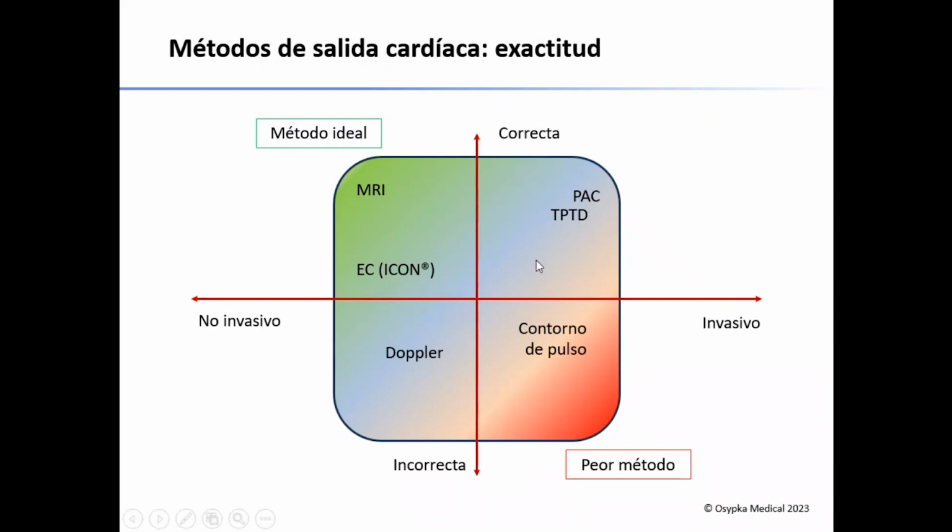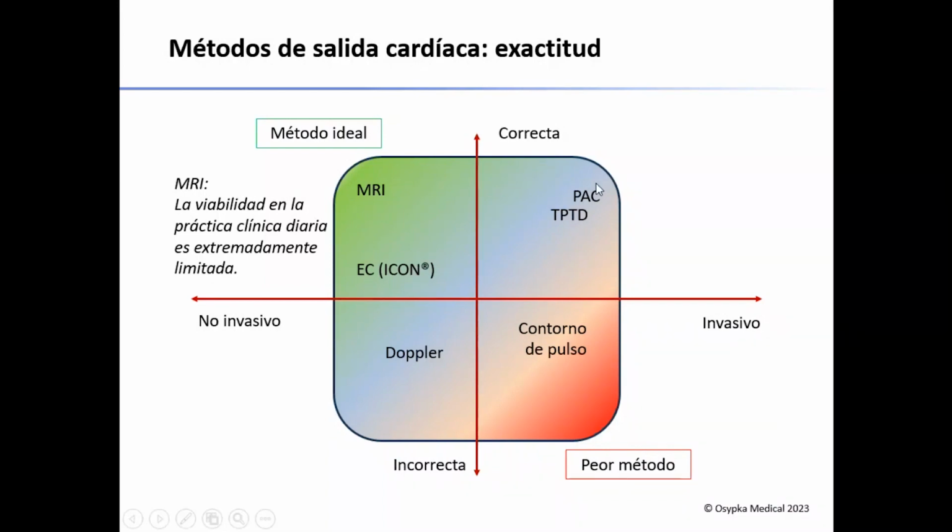We put here a graph, we put the accuracy over invasive towards non-invasive methods. And obviously, the most accurate method to measure cardiac output is magnetic resonance imaging. Great. Put this MRI system next to the bedside of the patient. That's a little more difficult.